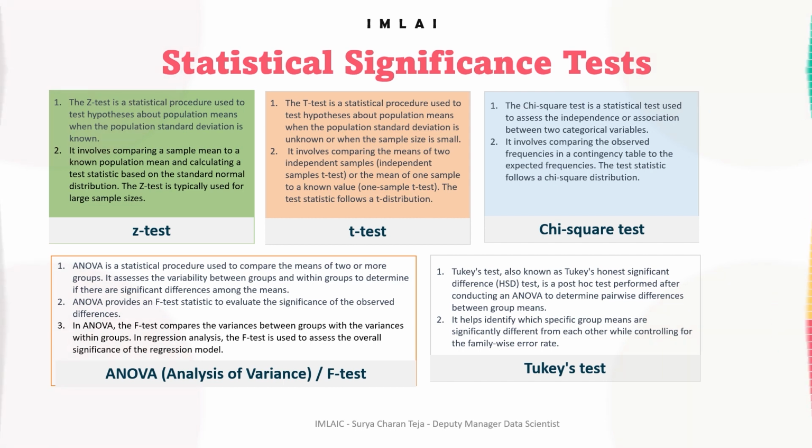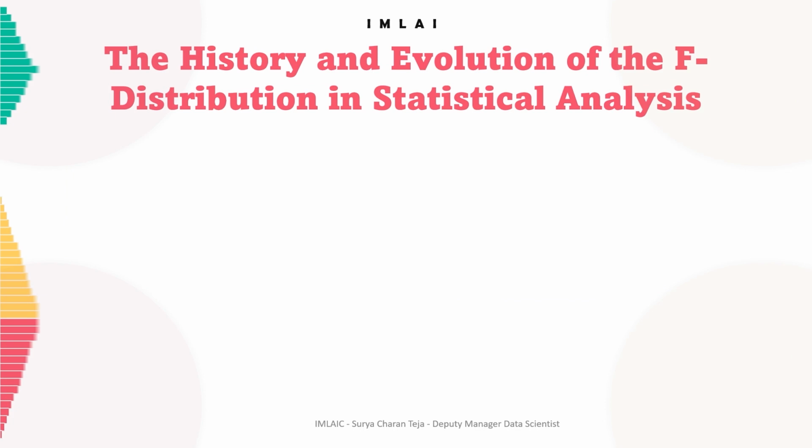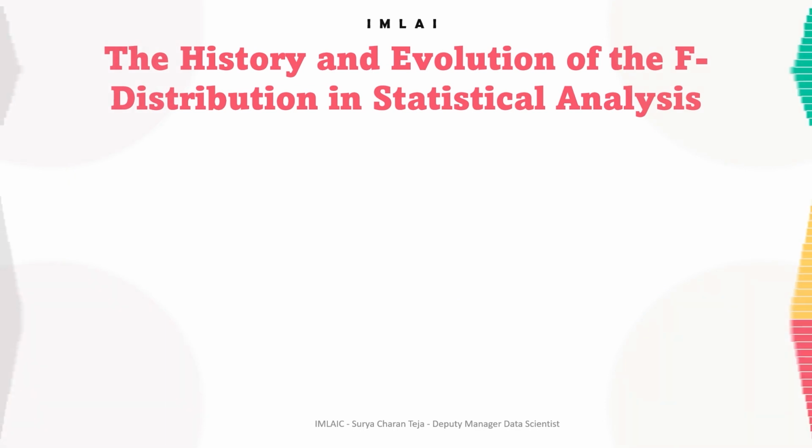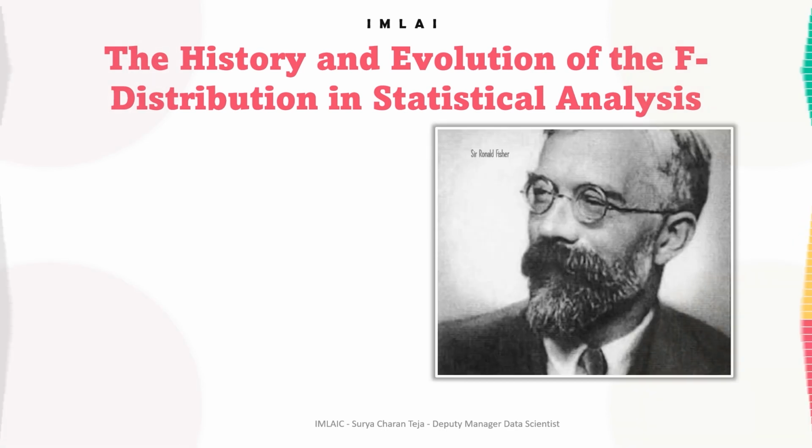Whatever we have discussed is a summary; everything will be dug into in depth when you have to work on two samples or two populations at a time, or in regression analysis and these kinds of things. It's very important. That's called our F distribution. So first we will look into the history and evolution of the F distribution in statistical analysis.